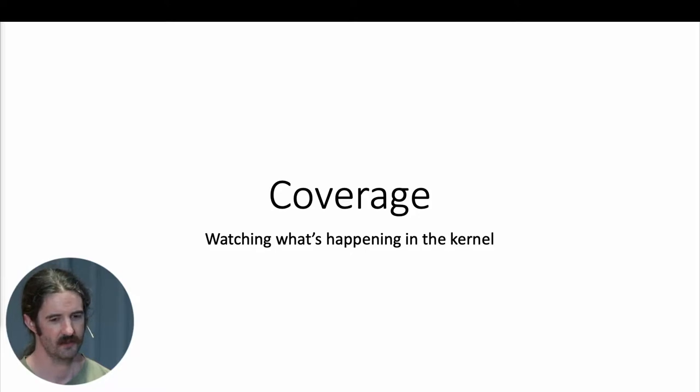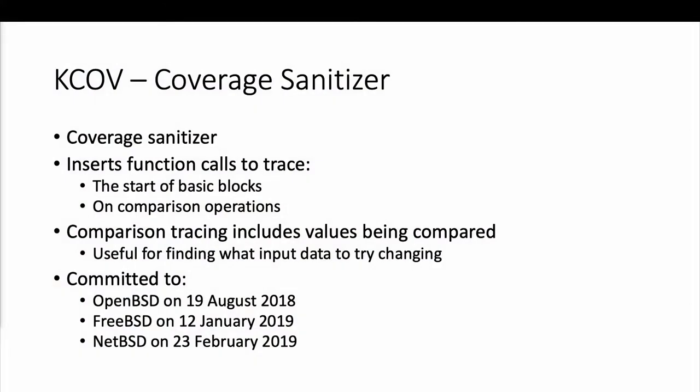So when you're running your code and you run a system call, what paths through your code does the kernel take? It inserts traces into your code to say, I've entered a new function, or I am now running this if statement, and here are the two values that you're comparing, and some information about what width this comparison is. This one's actually very powerful, and all three of OpenBSD, FreeBSD, and NetBSD have added support for this, which we'll see later exactly why.